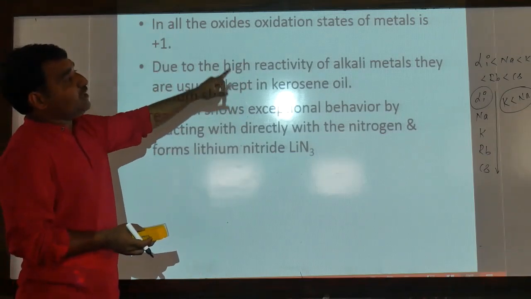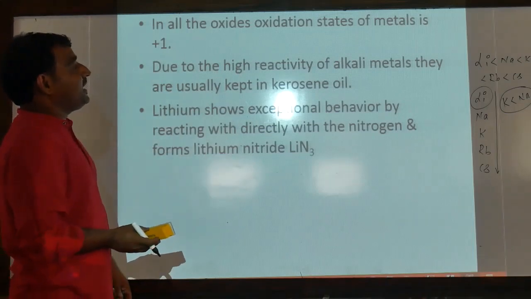Due to the high reactivity of alkali metals, they are usually kept in kerosene oil.